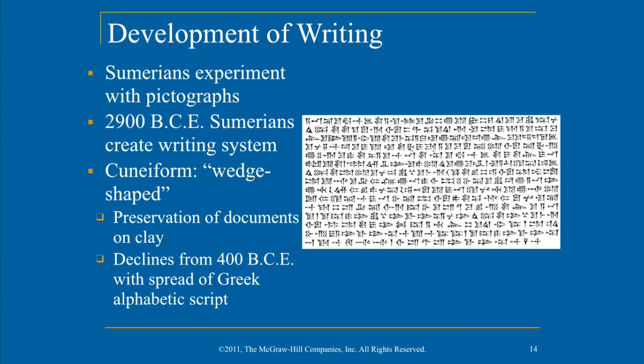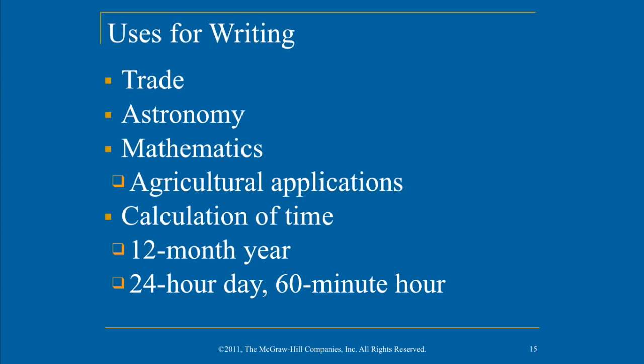Now, there are some uses for writing. Obviously, like I talked about, trade and economics, just keeping track of, I sold 100 pounds of rice to this guy and he paid me 100 whatever money we're using for this example, dollars, right? It's also good for astronomy.